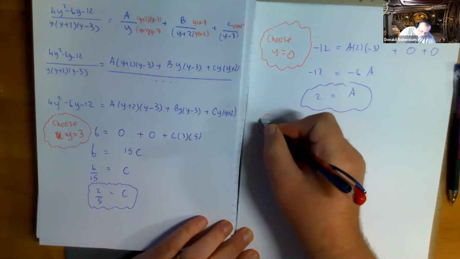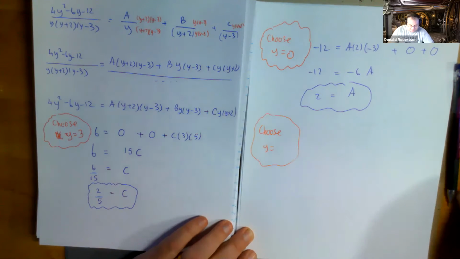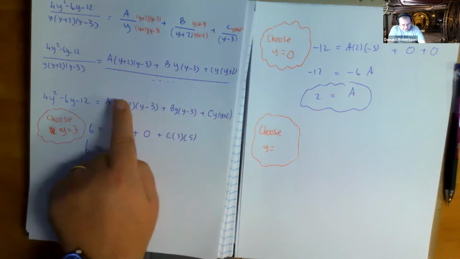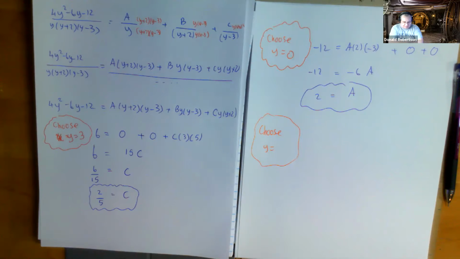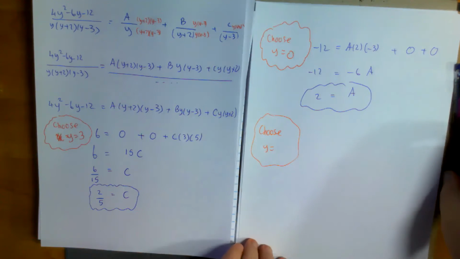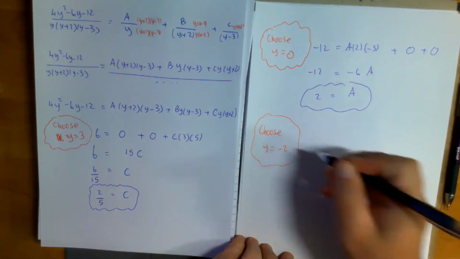There's only one guy left, isn't there? And the guy that I don't know the value of is B. Agreed? So I need to pick one more y that leaves this intact, but makes these 2 guys essentially disappear. Will a y of -2 do it? Yeah, we would.